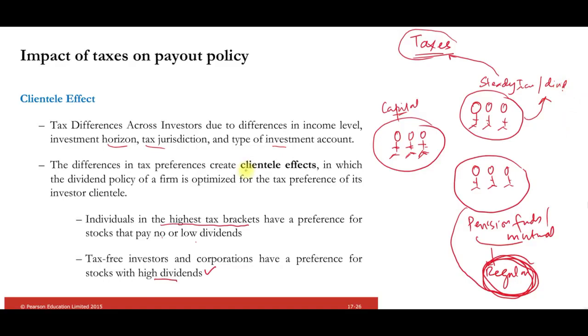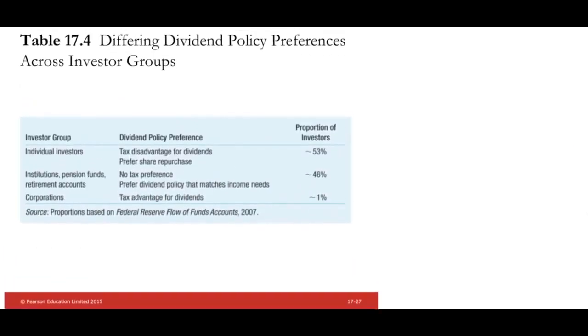So this clientele effect means the tax difference and tax preferences create, this is the main story, clientele effects. As you can see from this next slide, individual investors have a tax disadvantage for dividends, so they would prefer share repurchase, and institutions do not have tax preferences, they prefer dividends actually, and corporations have tax advantages for dividends.